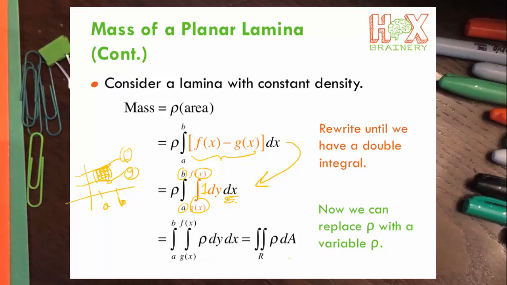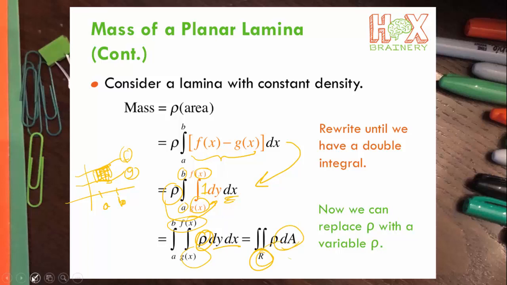Now, once we have that double integral, rho can go inside of both of those integrals. And then you can replace rho with a variable rho. So rho can be a function of both x and y now that it's inside the double integral. And instead of writing the limits, just write region R there, and dy dx becomes your dA.